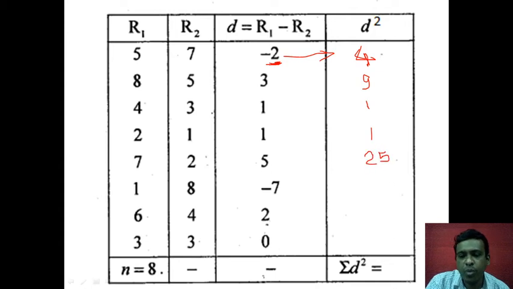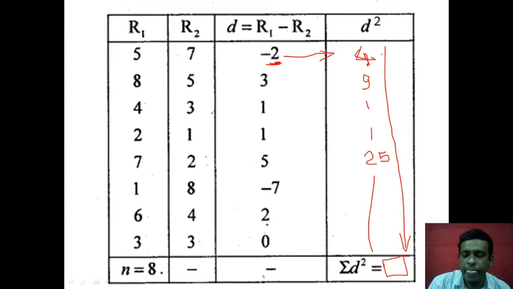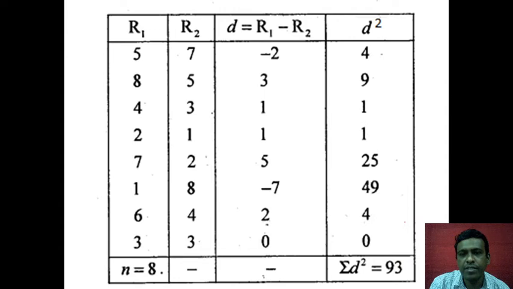So once you fill up all of this, you should get summation d square also here. That is the sum of all the d square values, whatever you are getting, you have to sum it up and write it down here. So the values will be like this, d square values. Once you use your calculator, the summation d square value that you will get is 93. So this is the one that I am interested in, because this is the value that I am going to use in my formula.